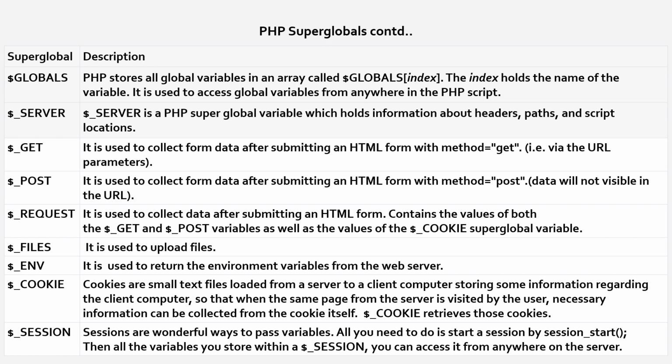Next one is $_SERVER. It holds information about headers, paths, and script locations. Next one is $_GET. It's used to collect form data after submitting using the get method. Here, the data we pass through the URL will be visible in the URL.